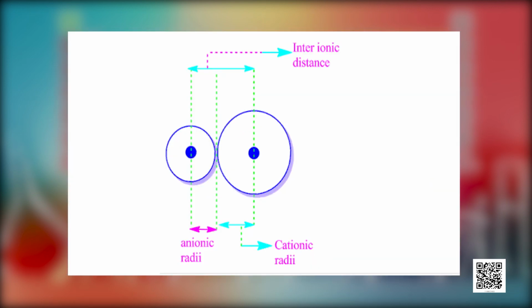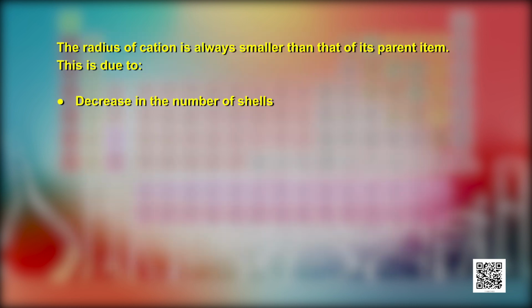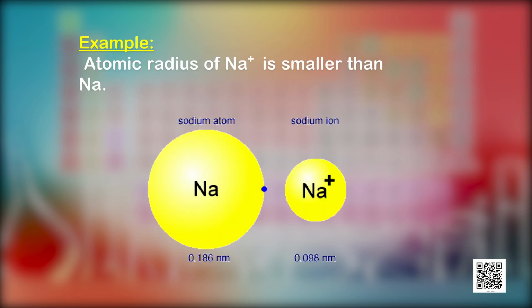When an atom loses or gains an electron, its size changes. Do you know? A cation is always smaller than its parent atom, whereas an anion is always larger than its parent atom. Let us try to understand the reason. Formation of a cation involves loss of electrons. The nuclear charge remains the same as the parent atom, but the number of electrons decreases. As a result, the remaining electrons experience a greater force of attraction. This causes a decrease in size.